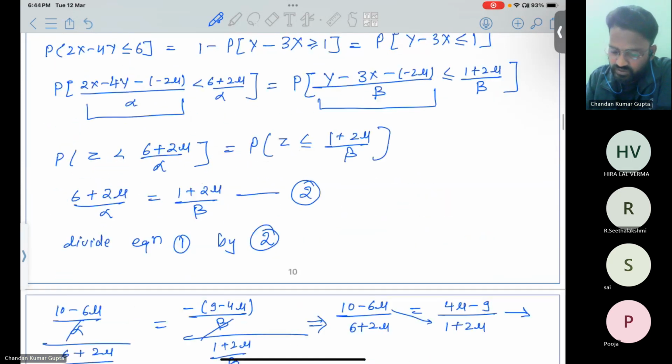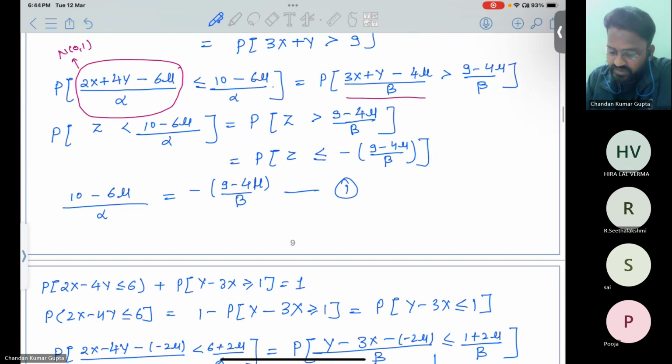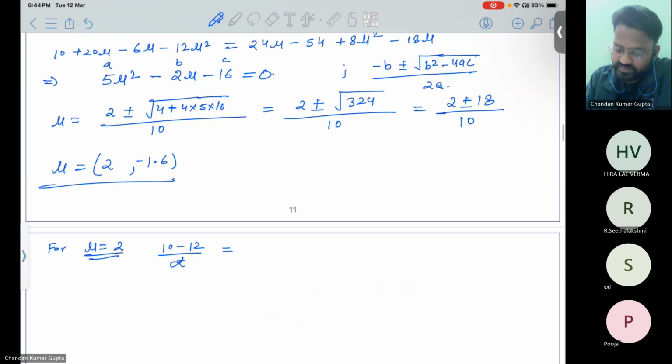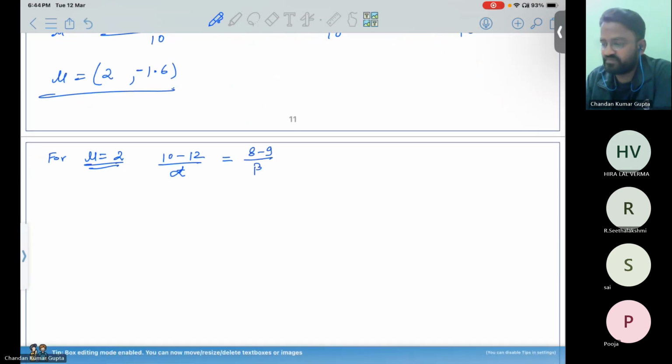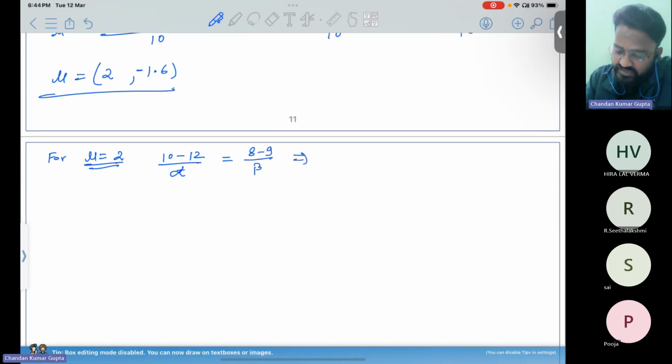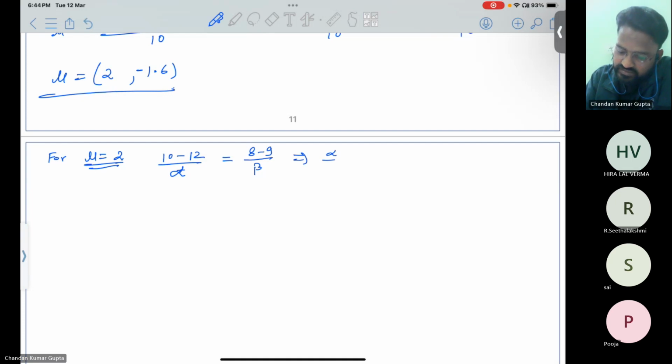equal to 9 minus, times of 9, so 4 mu, 4 into 2, that is 8 minus 9 divided by beta. Okay, up to this point. So from here, suppose alpha upon beta equal to 2.